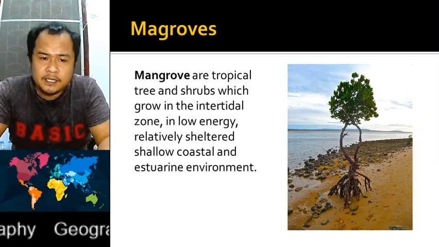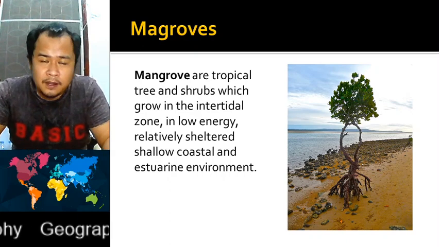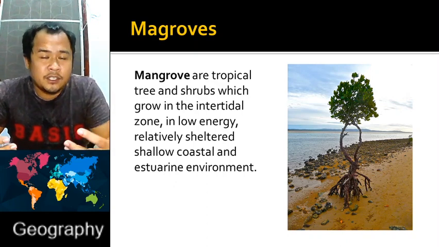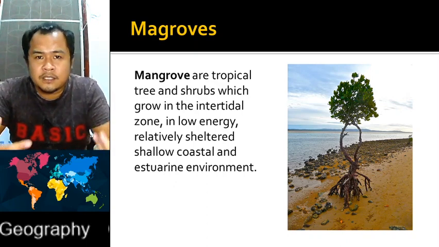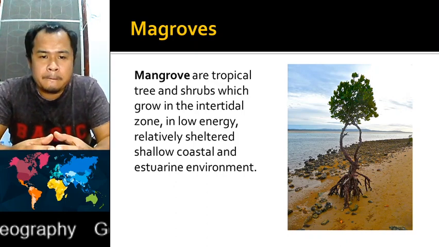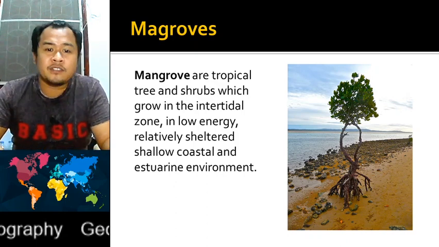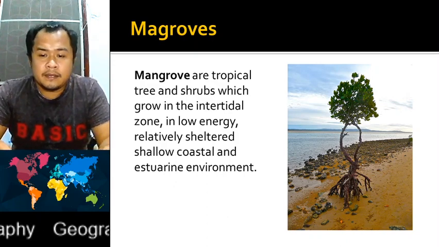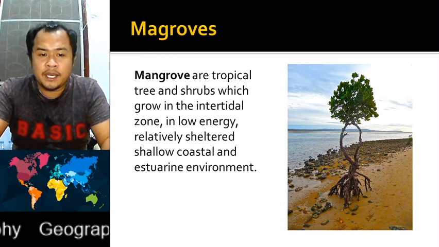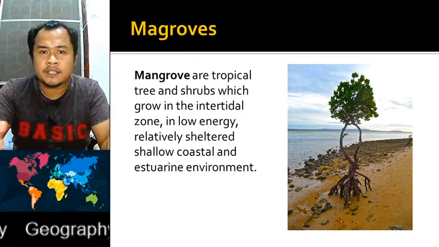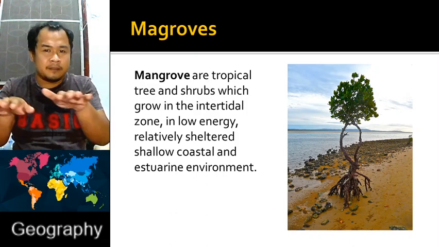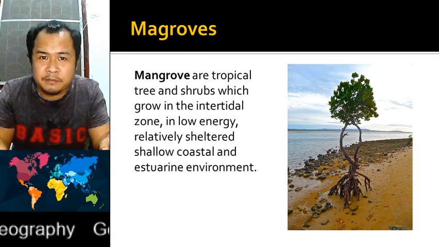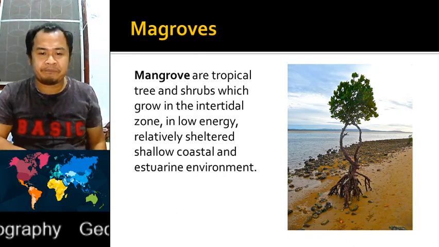So a mangrove is a tropical tree. When you say tropical, it lives along the tropic areas, near the latitude of the equator, to have a certain amount of temperature for them to live. And they are shrubs. They're not really tall trees, but plants that need to grow in intertidal zones. When you say intertidal zones, these are places that have high tides and low tides. At high tides, you will not be able to see their roots, and at low tides, you will see them.